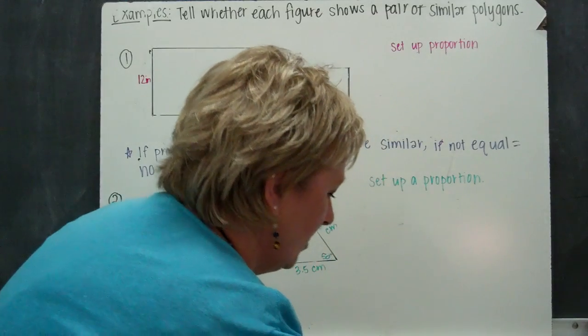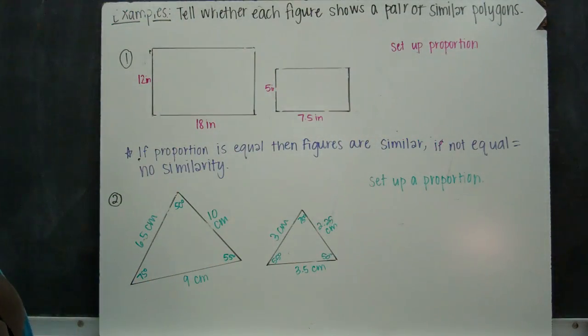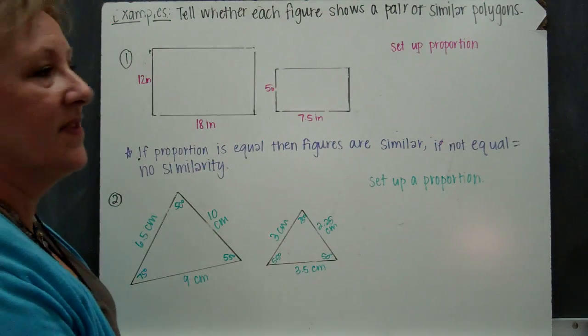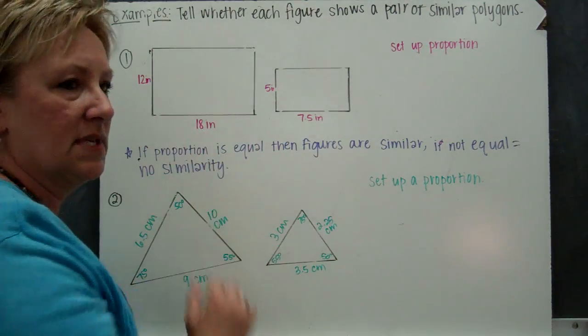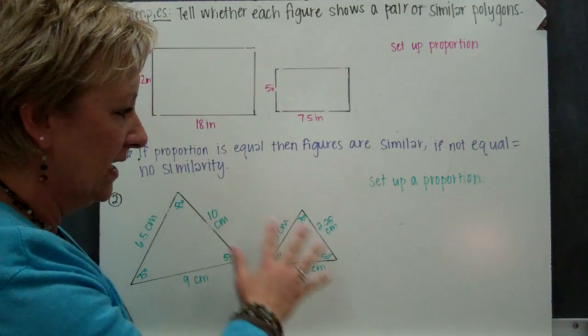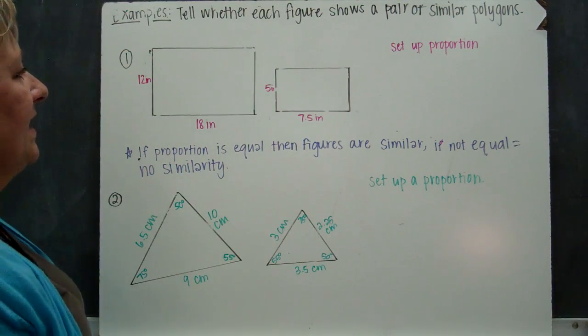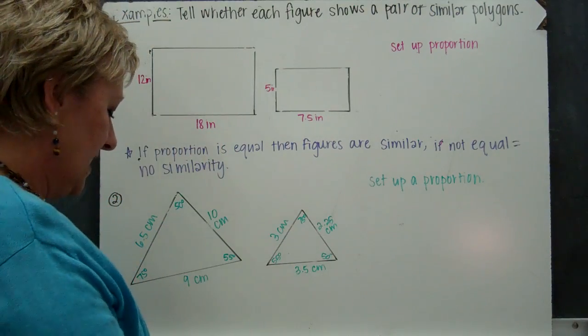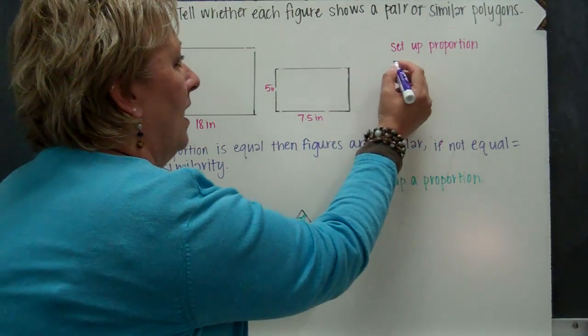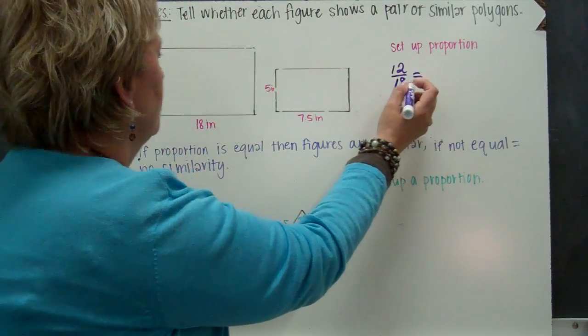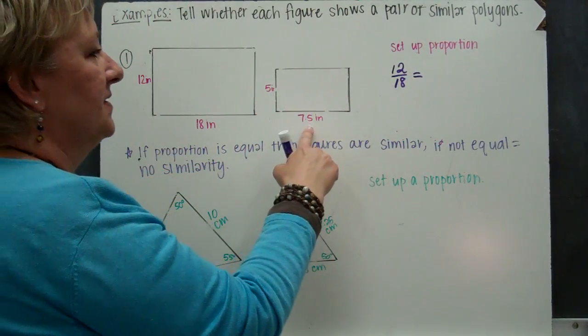All right, let's look at some more examples. Here, I've got 2 rectangles, and I want to set up the proportion to see if they're going to actually be similar to each other. I've just shown you how we can set them up so we know if they are similar. Let's set these up as 12 over 18. If they are truly similar, it should equal 5 over 7.5.